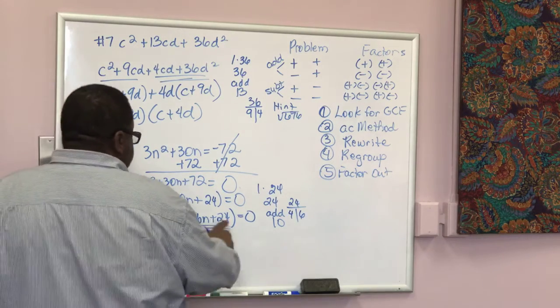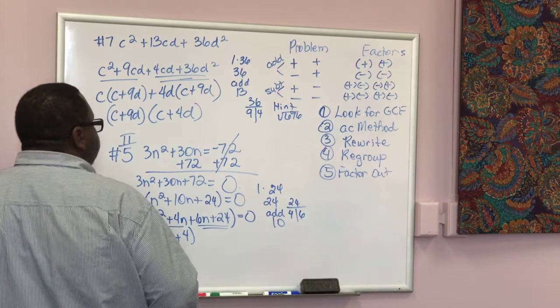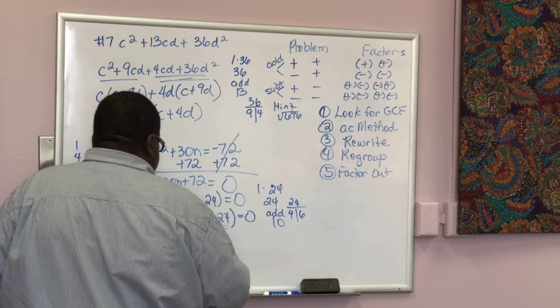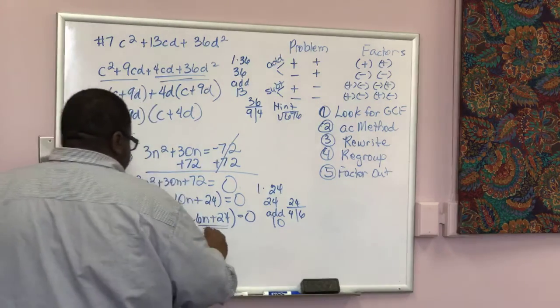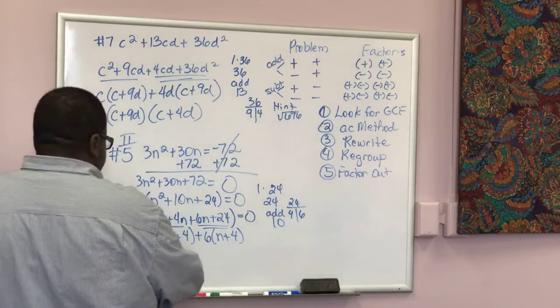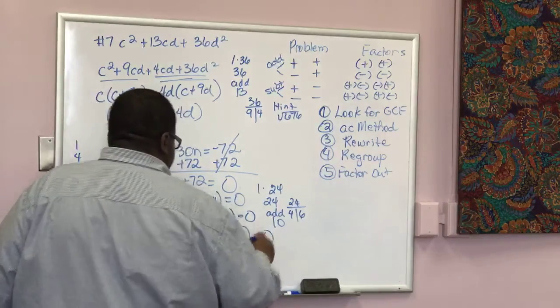Next step. What does 6 and 24 have in common? 6. Bring down that plus sign, and we'll say 6, right. And what are we left with? n plus what again? 4. And then we'll put the whole thing in parentheses, bring down that 3, and say it will equal what? 0.